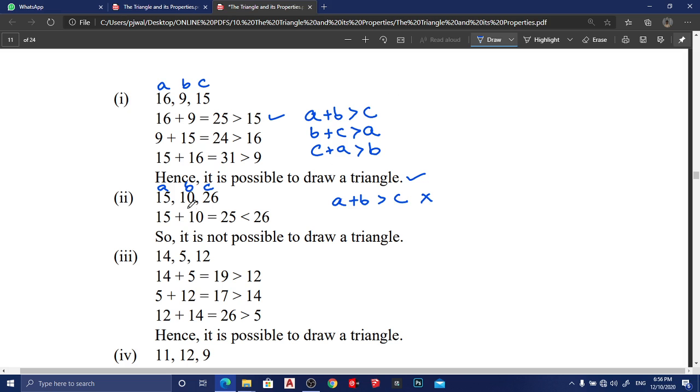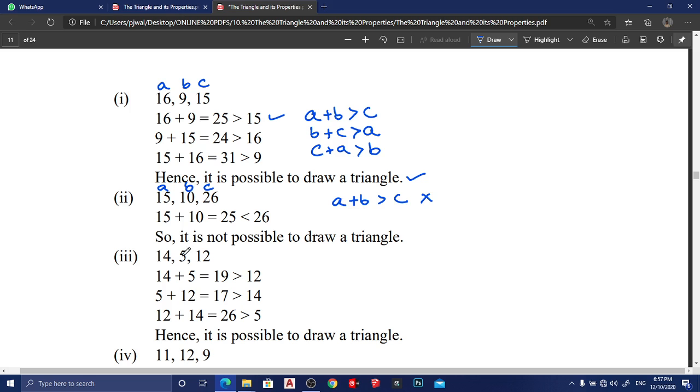These three numbers should satisfy all three conditions. If any one of the conditions is not satisfied, we can say that it is not possible to draw a triangle. Not only one, all the remaining two also should be satisfied. Here the first one itself is not satisfying, so we do not continue to the next two conditions. We stop here. Since the first condition is not satisfied, these three sides will not belong to a triangle, and we cannot draw a triangle using these three lengths.